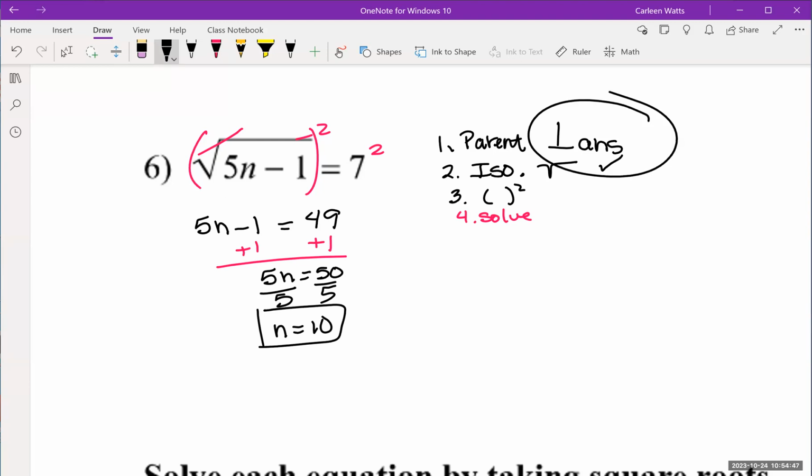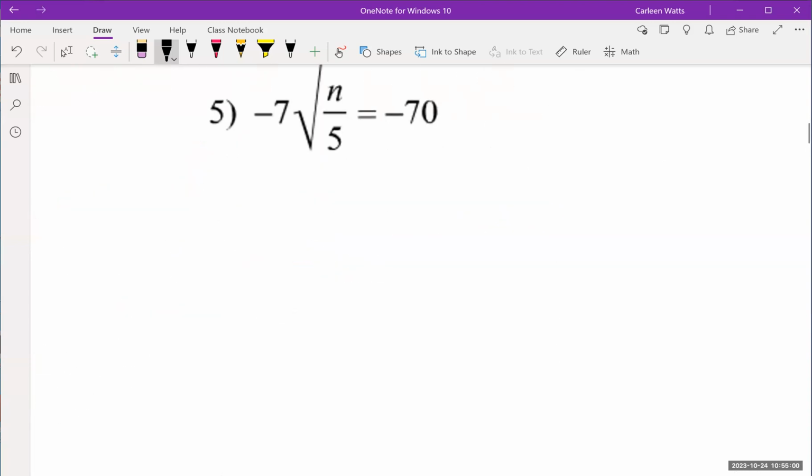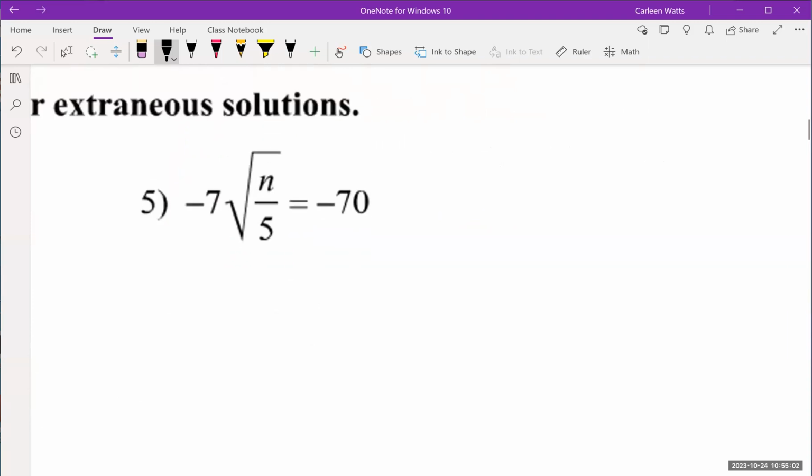1 answer. Okay, but do you see how important it is to write down that I'm expecting 1 answer? Otherwise, I'm going to get to the end and maybe there was supposed to be 2 and I forgot. Okay, let's do this one. Parent graph, square root, 1 answer or 2 answers? 1 answer.